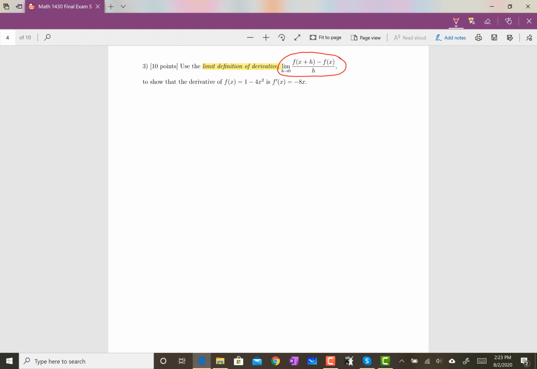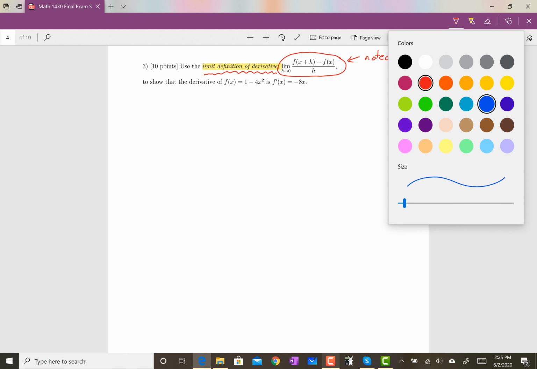Okay, so here's our limit definition. If you don't have this memorized, you're going to want to write this on your note card in case you have a similar type question on your exam. You're also going to want to pay very close attention to the directions, because if it tells you to use the limit definition and you don't, you're not going to get credit for the problem.